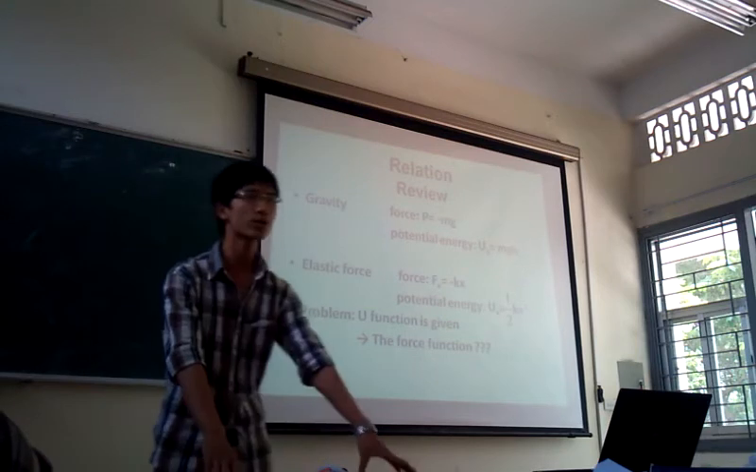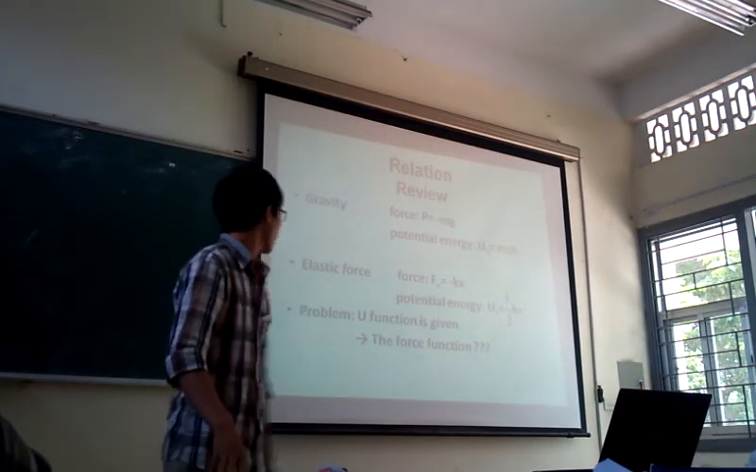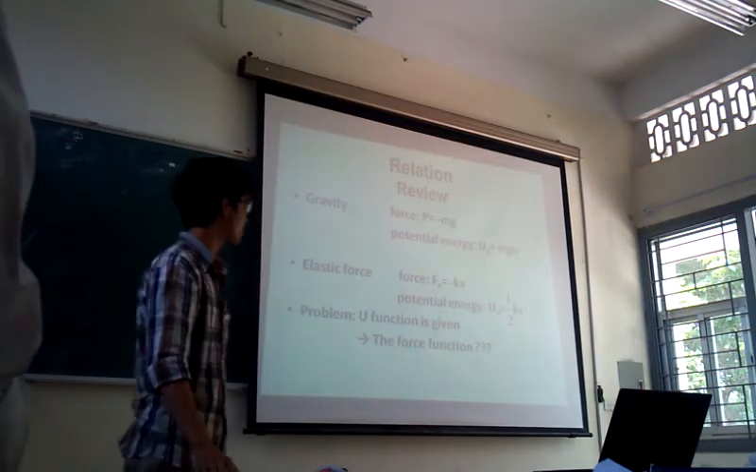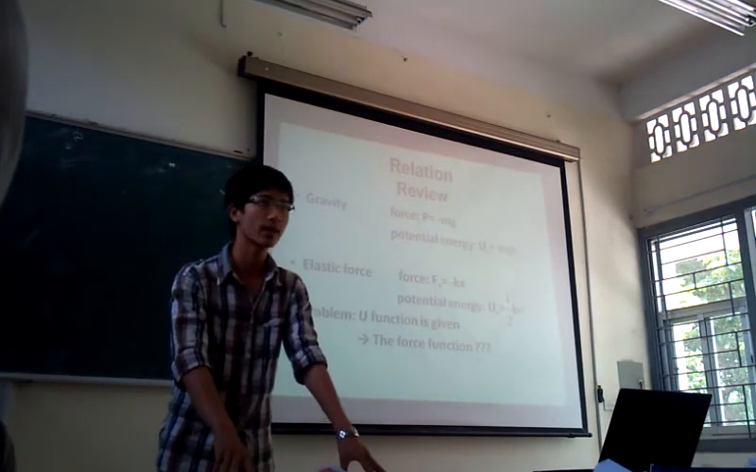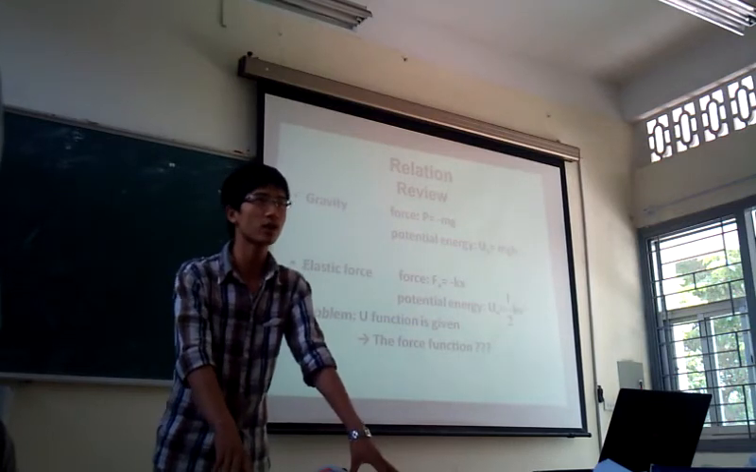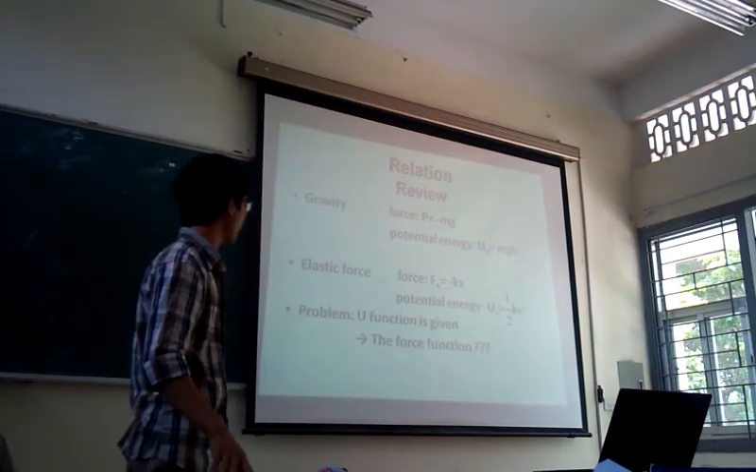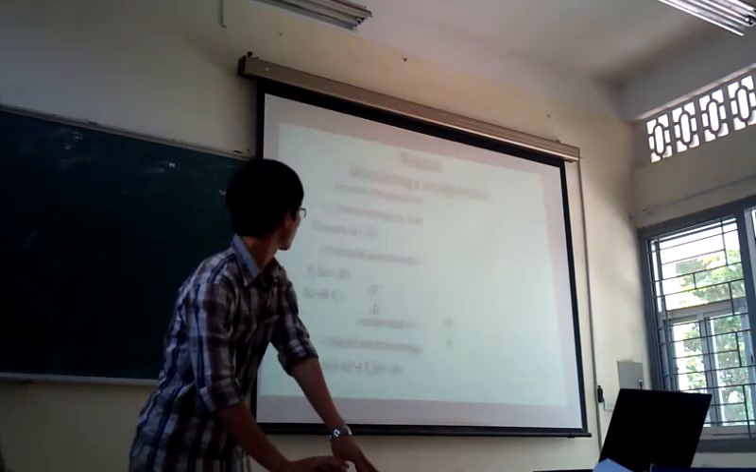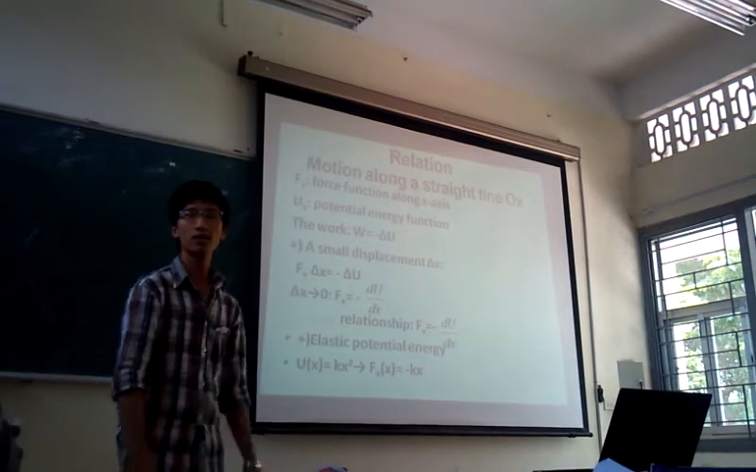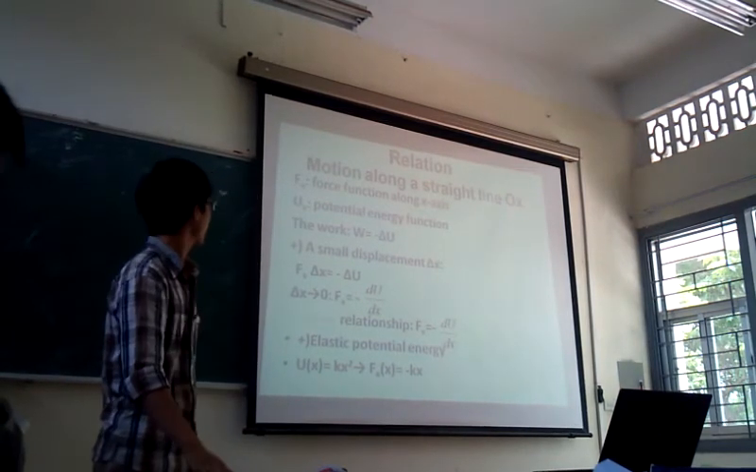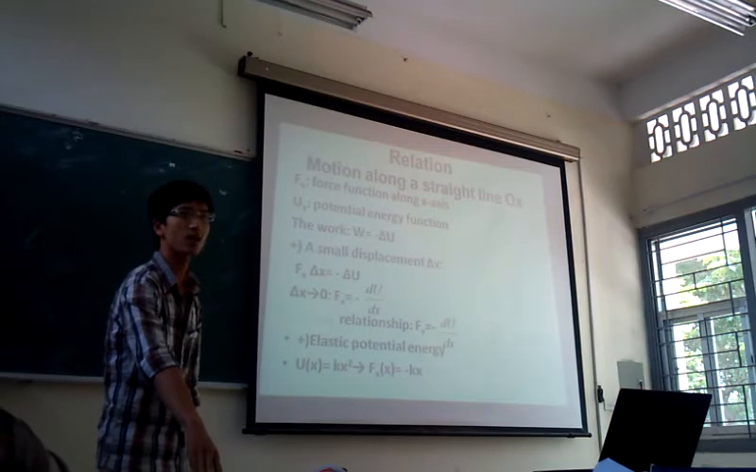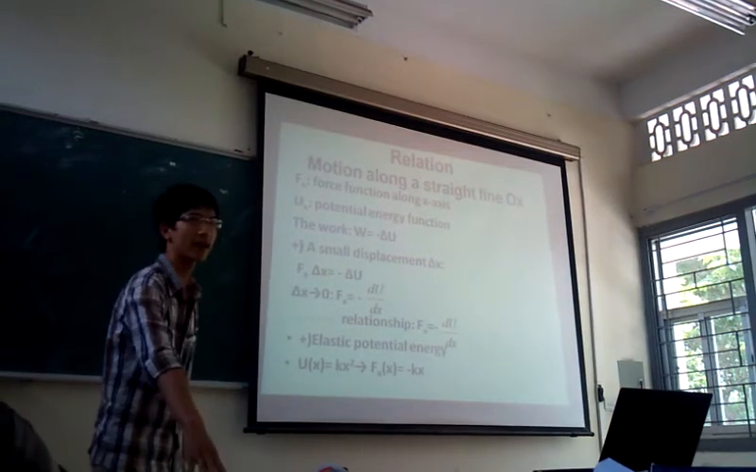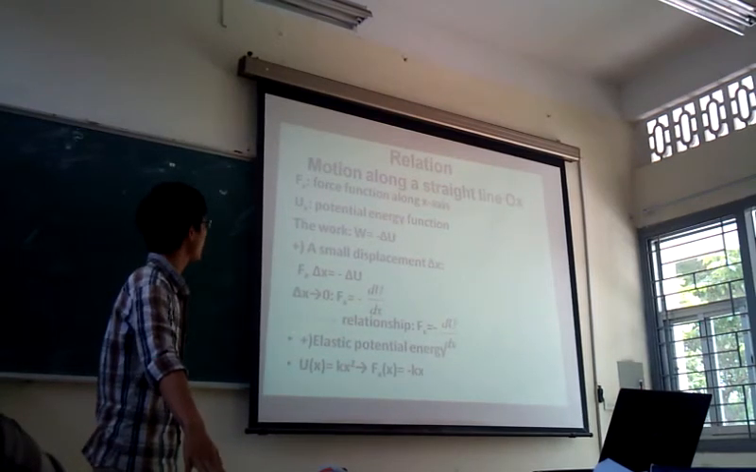It is easy to know. Our problem today is that the potential energy function is given, so how do we determine the corresponding force function? In this case, we only consider conservative force, okay? Now we will solve this problem. Firstly, we consider the simplest motion, motion along a straight line Ox. We denote Fx as the force function along the x-axis and U as the potential energy function.